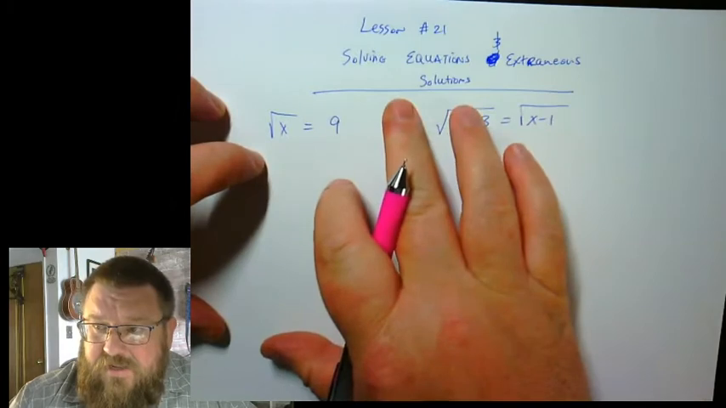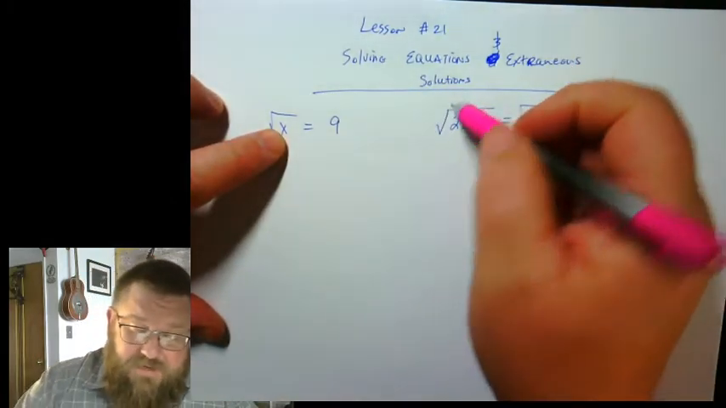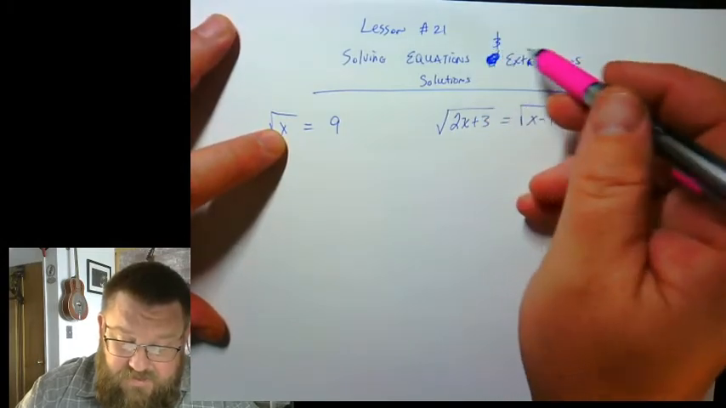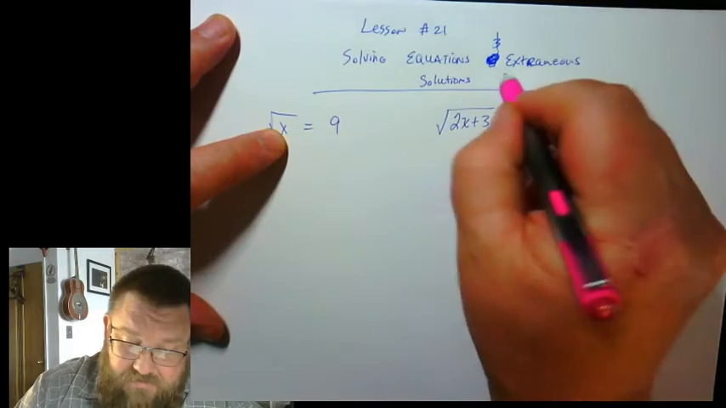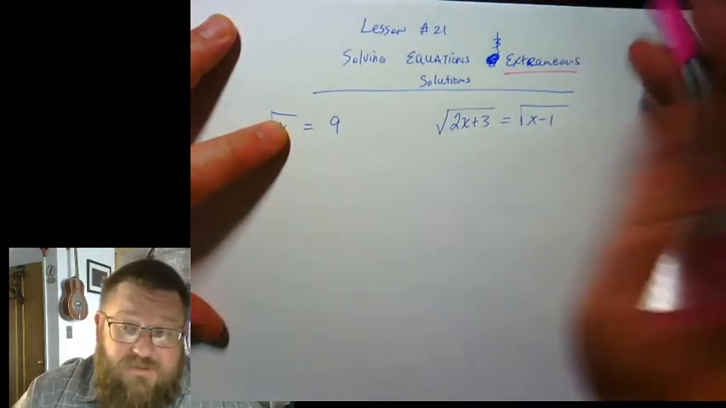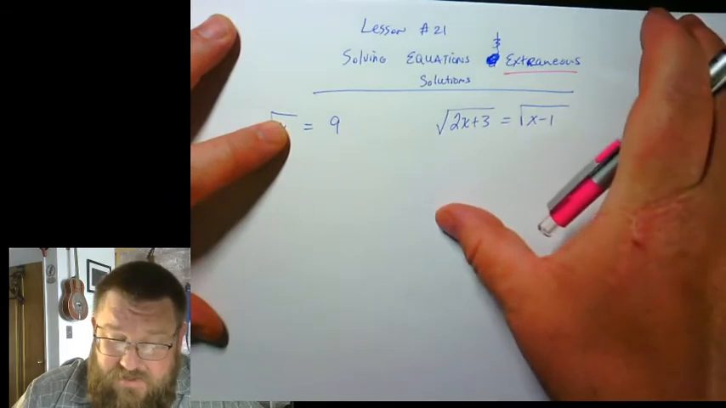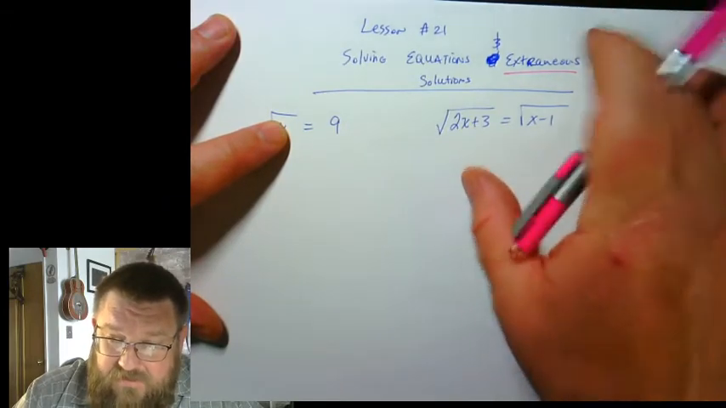Now, here's what we're talking about. We're talking about solving equations with square roots, okay? Sometimes these kinds of equations can have what's called an extraneous solution. That's when you do the math and you end up with an answer that doesn't actually work. We're not actually going to get into any of those today, but they do happen.